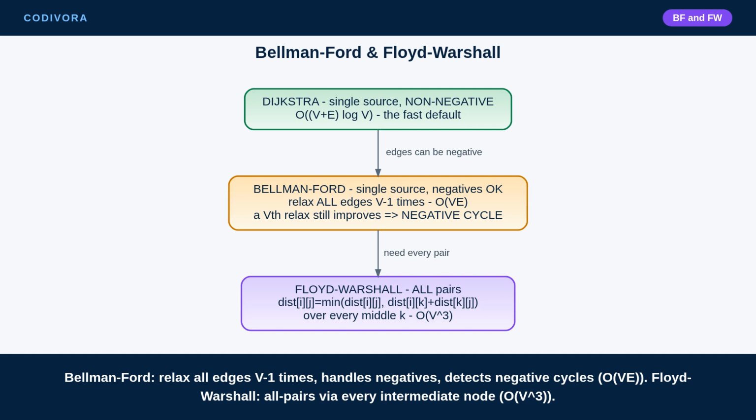Floyd-Warshall gives you the shortest path between every pair of nodes at once. It is dynamic programming. For every middle node k, ask would routing through k be cheaper. Order V cubed, perfect for small dense graphs.